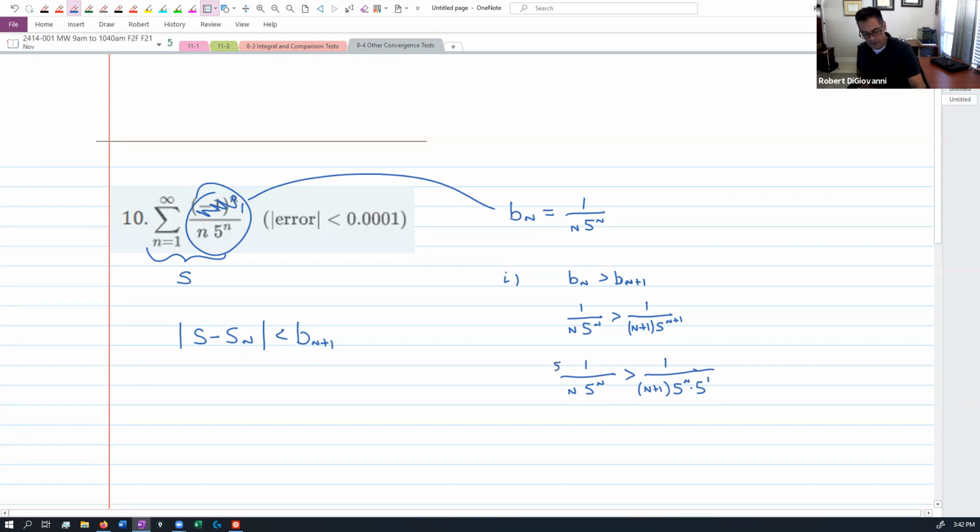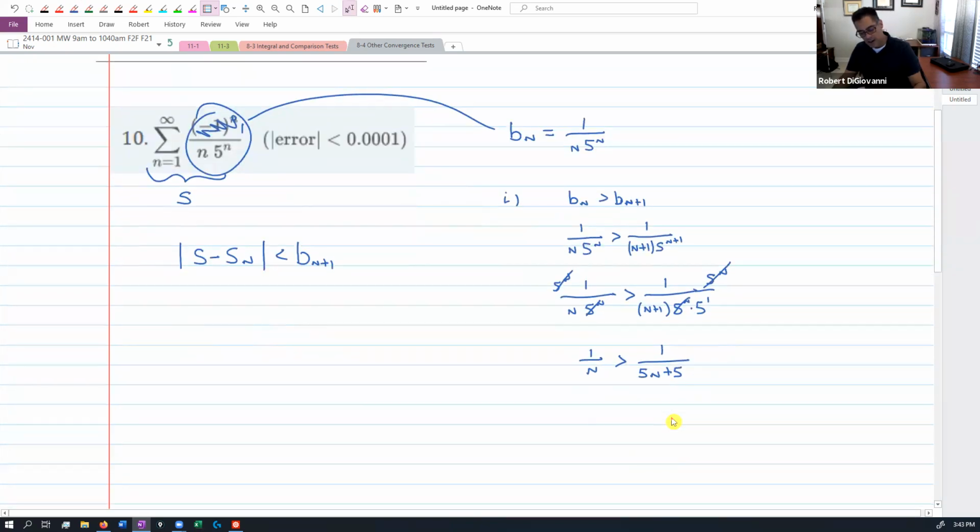Now I can multiply 5 to the n on both sides, and it'll cancel those out. So I have 1 over n is bigger than 1 over 5n plus 5. All I did was distribute this 5 through to both of those. And now I can cross multiply: 5n plus 5 is bigger than n. And then I can subtract n. So 4n plus 5 is bigger than 0, and that is true. So it is decreasing.